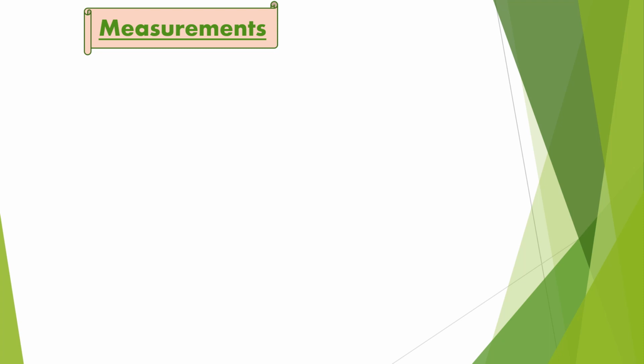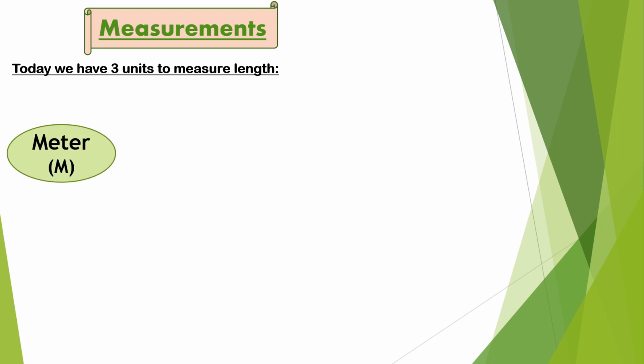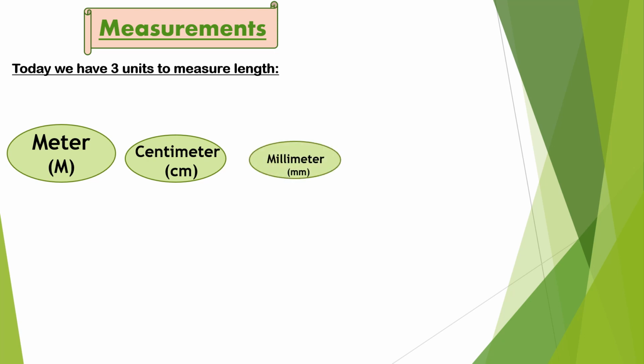Let's move to measurements. We have three types to measure length. Meter, and its abbreviation is m. Centimeter, which is a little bit smaller than a meter, and its abbreviation is cm. Millimeter, and its abbreviation is mm. What is the meaning of millimeter? We didn't study millimeter before.